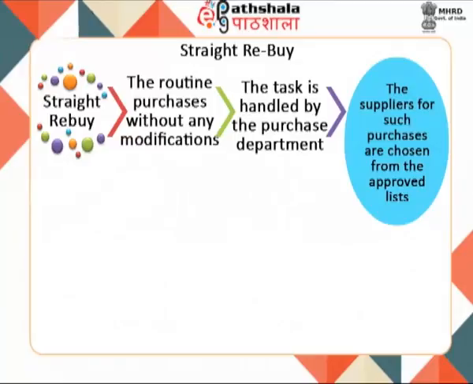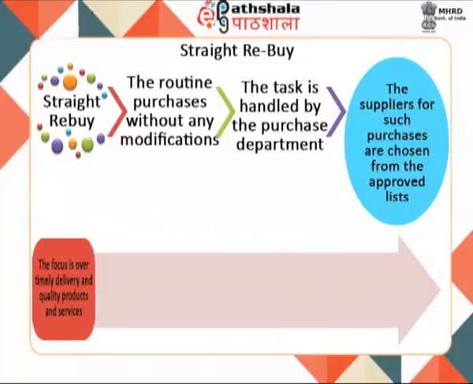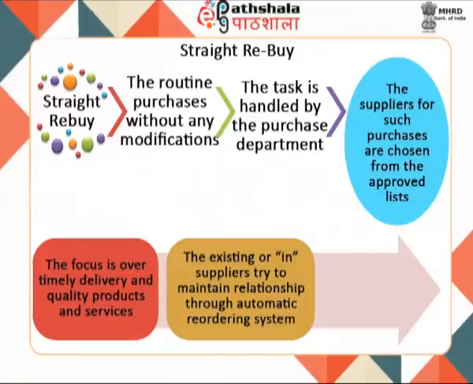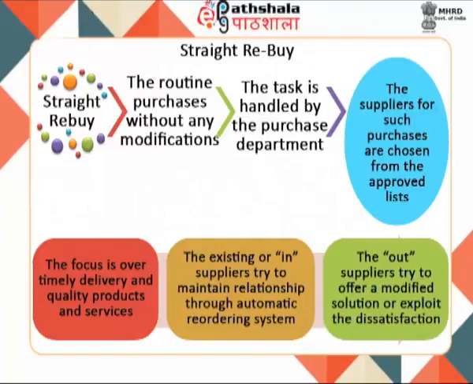The suppliers for such purchases are chosen from the approved lists, and the focus is over timely delivery and quality products and services. The existing or in suppliers try to maintain the relationship through an automatic reordering system, whereas the out suppliers try to offer a modified solution or exploit the dissatisfaction to get an entry.